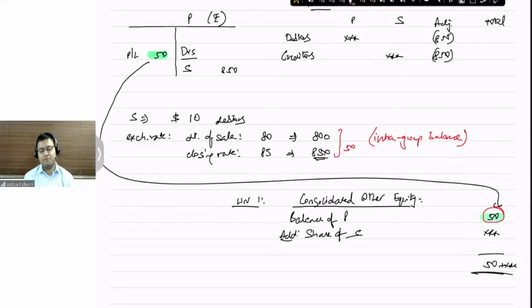Should this 50, which is included in the standalone reserves of the parent, continue or should I eliminate it? You just give me this answer. If it is eliminated, where will it be eliminated, I will explain. If I don't eliminate it, why I am not eliminating, that also I will explain.